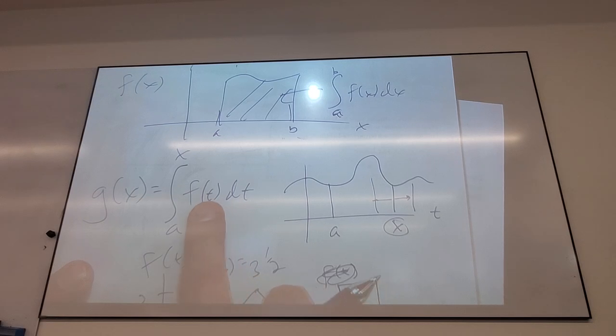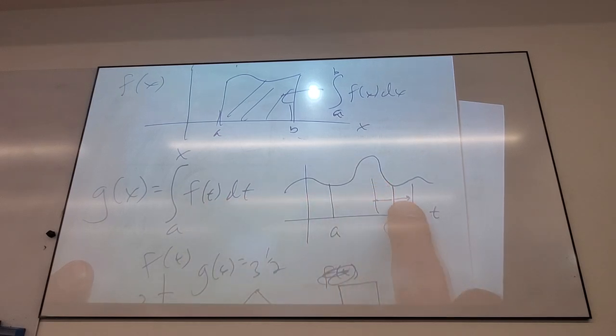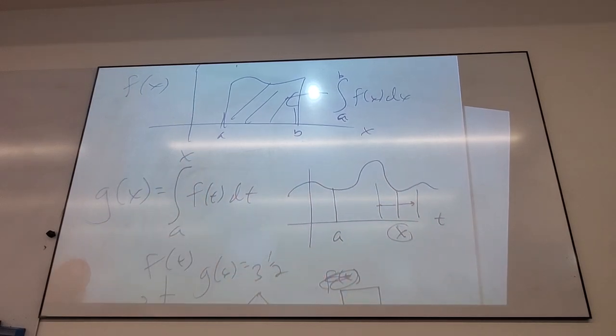So what is this? This function is really just giving us the shape in which we're going to calculate areas based on where somebody wants me to stop.